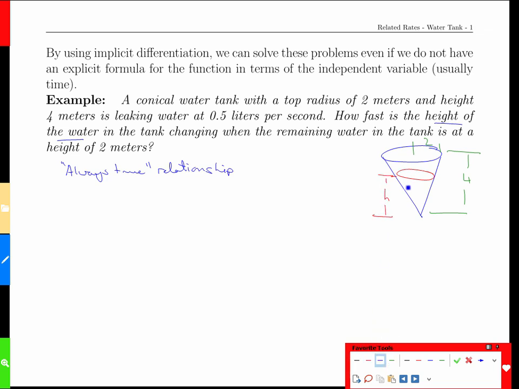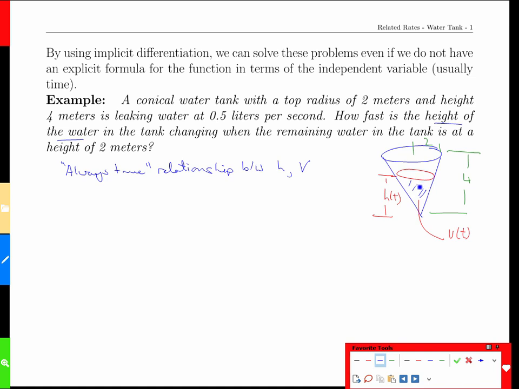And what we also know is changing is the volume. So there would be a volume of water in this tank, and that would be a function of time as well. So what we want to do is relate the volume to the height, because then we can relate the rate of change of the volume to what we were asked for, which is the rate of change of height. So we want a relationship between h and V. All right. So how do we go about doing that?